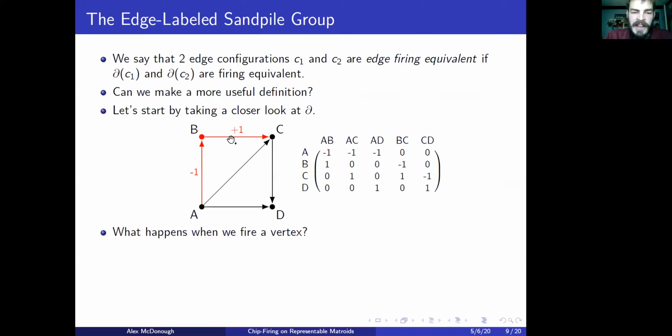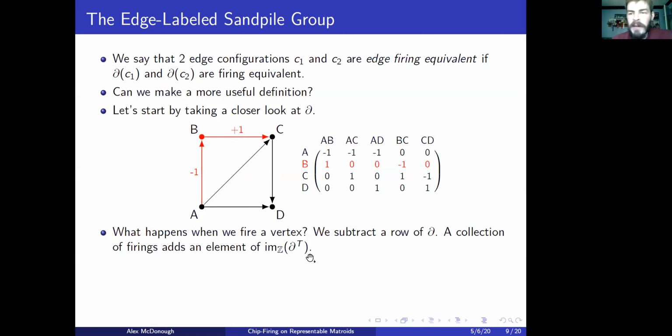And the cool thing about this is that if we look at the row corresponding to B, then we get 1 for AB and we get -1 for BC. So firing B is exactly the same as subtracting the row that corresponds to B. And that also means that if we do a bunch of firings, that's going to correspond to adding some integer combination of the rows of our boundary matrix. So we're going to add some element of the image of del transpose.